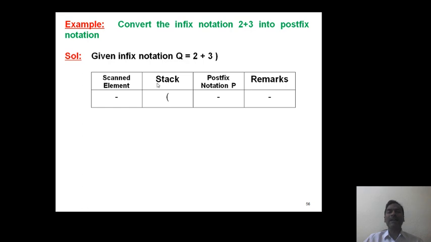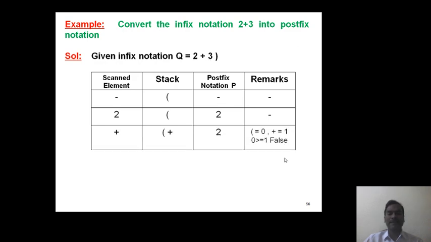Now we scan elements of Q. The first element is 2. 2 is an operand, hence put it into the resultant postfix expression. The next scanned element is plus. Plus is an operator, hence in the remarks column first write down the priority of the scanned element plus. Here the priority is 1.